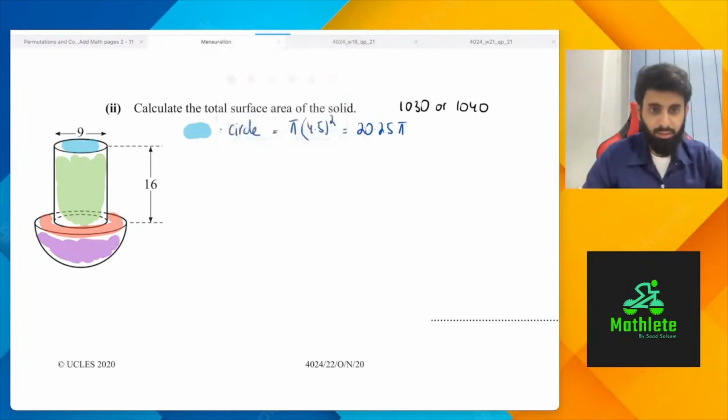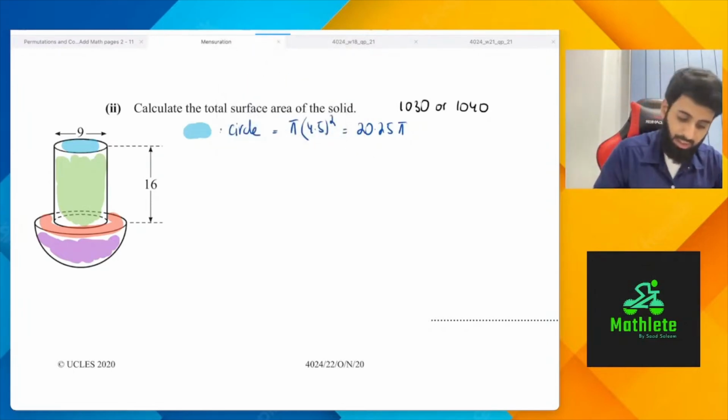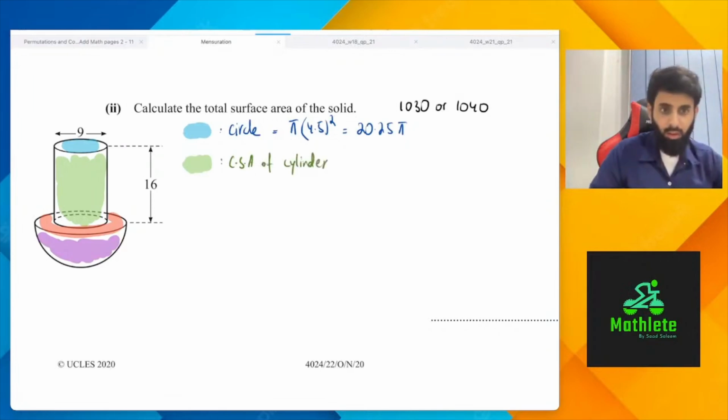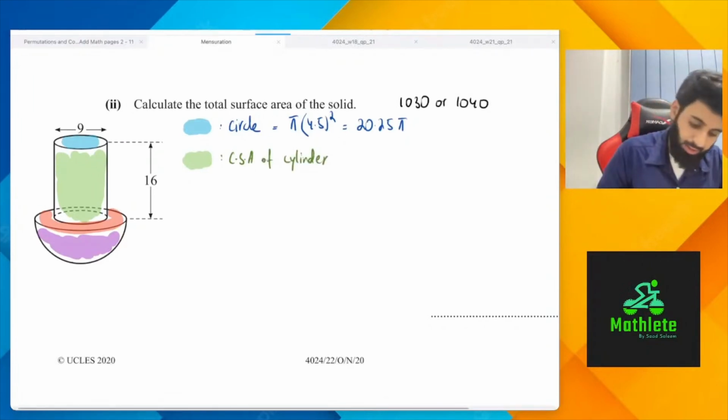Let's talk about the surface that I've highlighted in green. Okay, what is that? That is basically the curved surface area of cylinder. Curved surface area of the cylinder कैसे निकालते हैं? It's 2 pi r h. So that means this is going to be 2 pi. The radius is going to be 4.5, and the height is going to be 16.